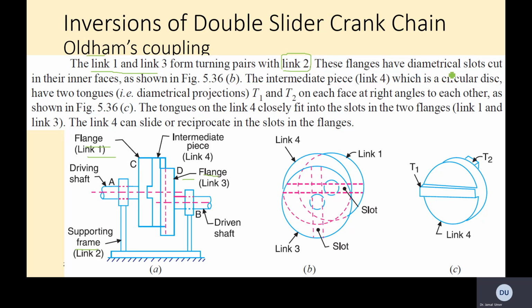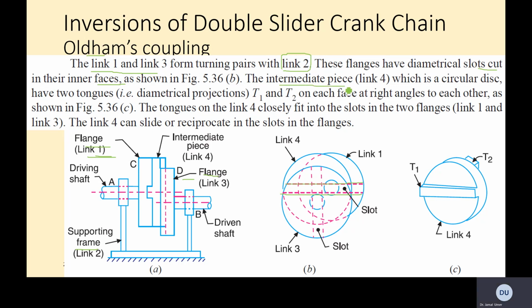These flanges have diametrical slots cut in their inner faces. So within each link we got the slot cut basically. So for example, we are talking about link 1 flange, which is connected with the driving shaft. So this is the link 1, and it has this slot cut in it basically. Yeah, so that's the slot cut in link 1 basically.